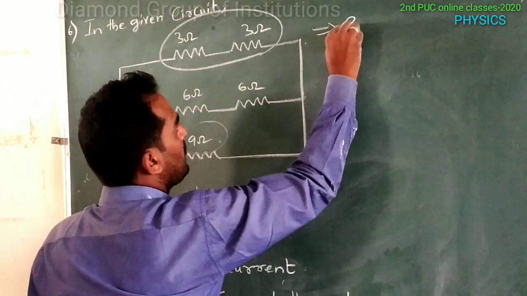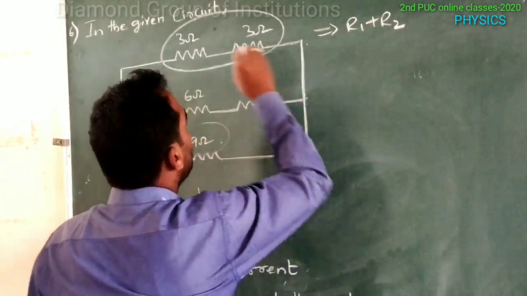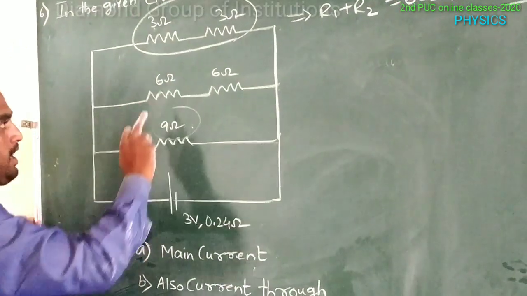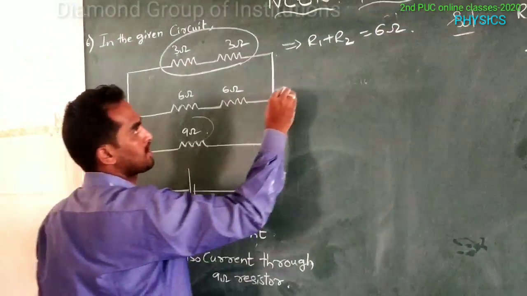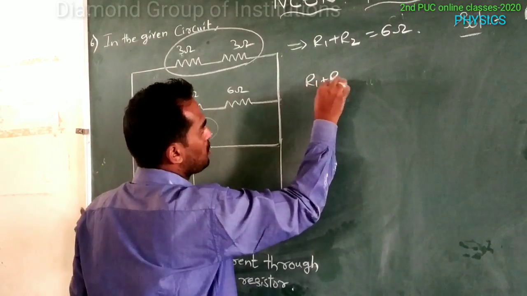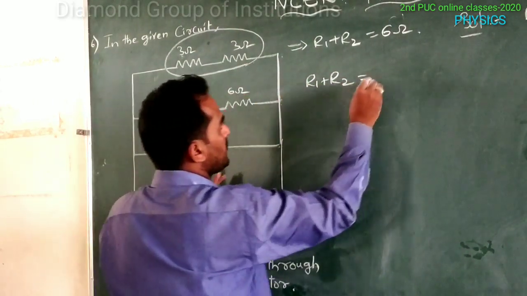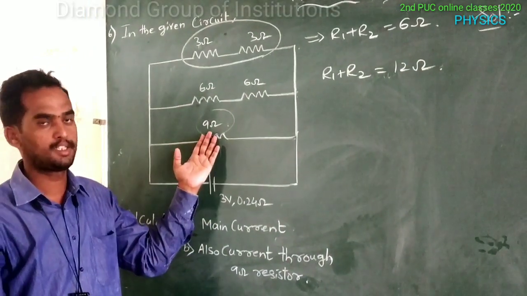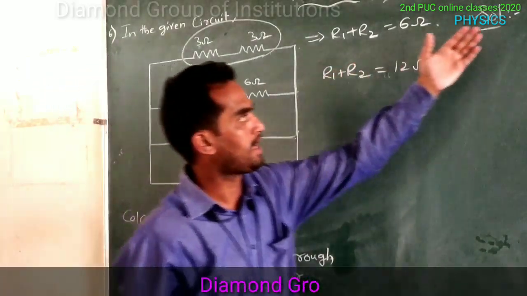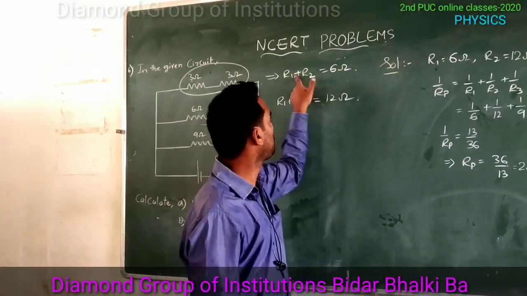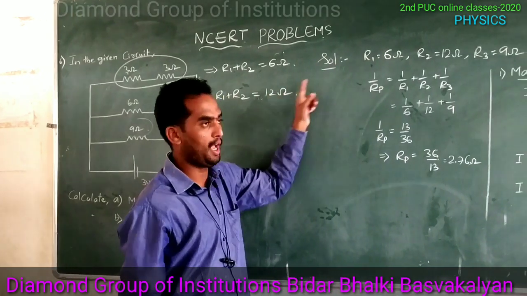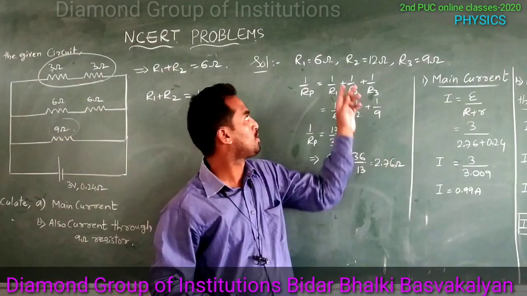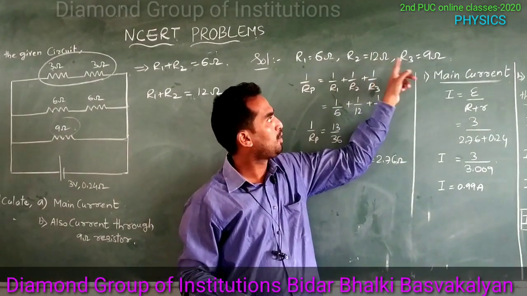Here, these two are both connected in series, that means R1 plus R2 value becomes 6 ohm. Here again both are connected in series, R1 plus R2, 6 plus 6 becomes 12 ohm. And this is 9 ohm. So we can write it here: R1 equal to 3 plus 3, 6 ohm, R2 value as 12 ohm, and R3 value as 9 ohm. So R1 is 6 ohm, 12 ohm, 9 ohm.